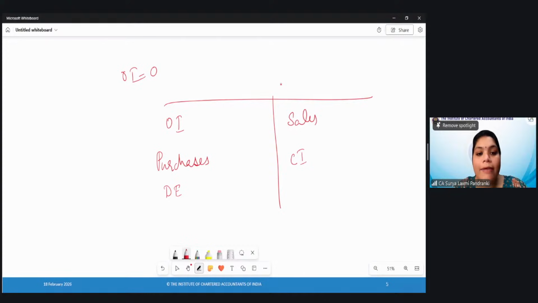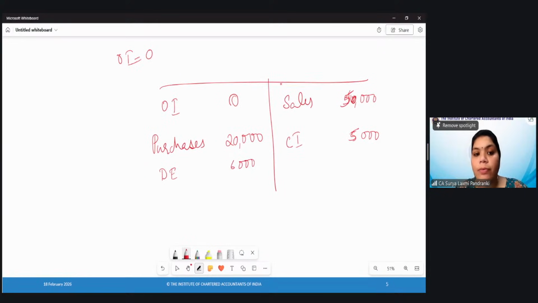Okay. So like he was asking, in opening inventory 0 is what he told, right? And let's assume sales of 10,000, or closing inventory हम assume करेंगे some 5,000. Purchases let's assume some 20,000. ये sales 50,000 है, और closing inventory is 5,000. Some direct expenses of some 6,000. Okay. Now I've assumed the opening inventory as 0, like he asked.